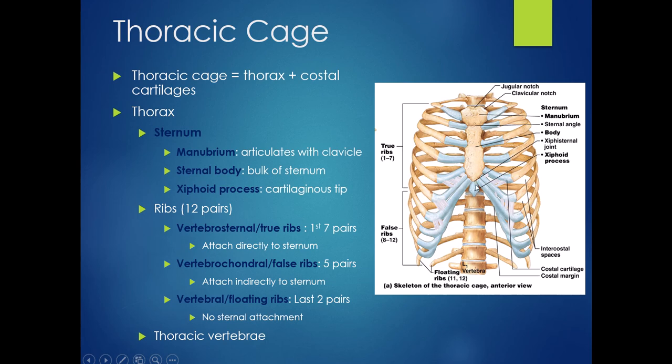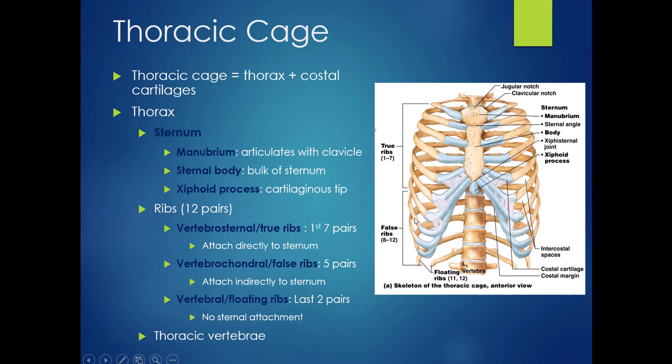The sternum has 3 portions. The upper portion is the manubrium. That's where the clavicle attaches. The majority of the sternum is known as the sternal body. And then this tip down here is the xiphoid process, and it is actually cartilaginous tissue. It is the very last bone in your body to ossify and will remain cartilaginous tissue well into your 50s.